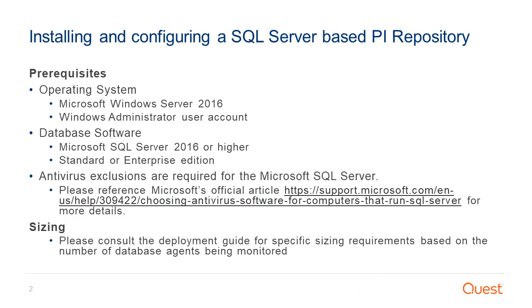The prerequisites to use a SQL Server-based PI repository are a server running Microsoft Windows Server 2016 and a Windows Administrator user account to access the server, and either Standard or Enterprise Edition of Microsoft SQL Server 2016. Antivirus exclusions are also required for the Microsoft SQL Server instance. Please consult the deployment guide for specific size and requirements based on the number of database agents being monitored.